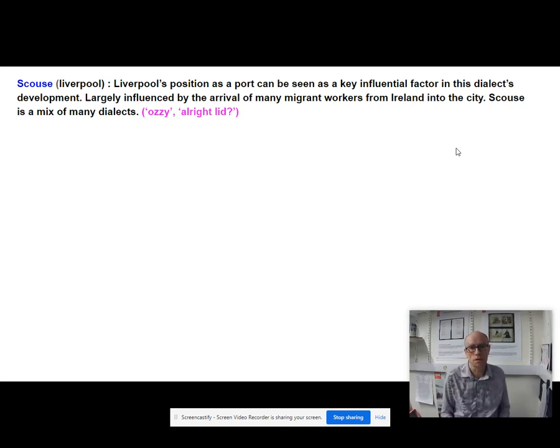So in terms of Scouse, Liverpool is obviously a port, and that's a key influential factor in the dialect's development. It's one of those cities where the arrival of migrant workers, particularly from Ireland, has played such an important part. The thing about Scouse, though, is that it's distinctive, but it's a real mix of many different dialects, including Northern Irish, a little bit of Welsh and Northern English. So when people say "Aussie" instead of hospital, or "all right, lad", as in "all right, kid", they're drawing upon dialect features which have come from all sorts of different areas.